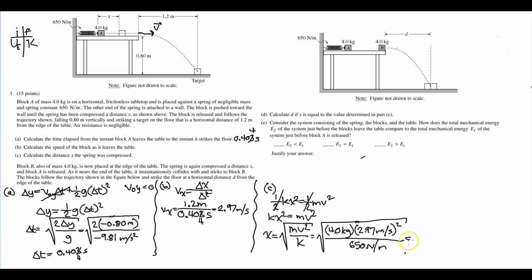All right, and that gives us about, let's see what we get. 4 times this squared, just using my calculator, very close to this. That divided by 650, square root, and we get 0.233. So I just need to add the answer there: 0.233 meters.